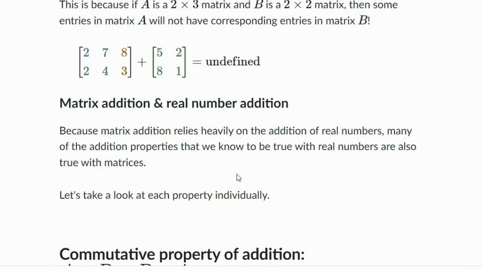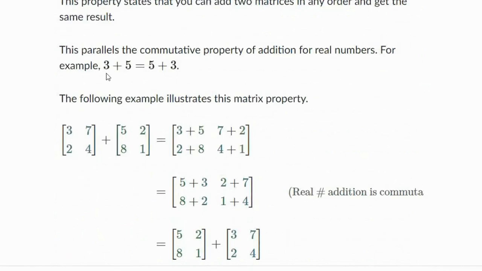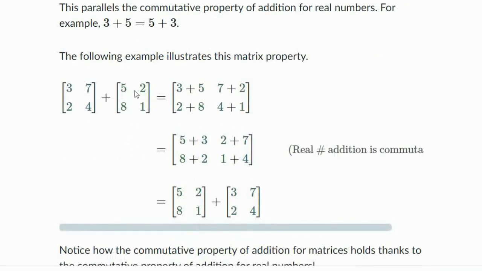So let's look at each property individually here. The commutative property, where we said A plus B equals B plus A, where we said 3 plus 5 is 5 plus 3. Either way, you get 8. That also works with matrices. If we have 3, 7, 2, 4, and we want to add 5, 2, 8, 1, we can take 3 plus 5, 7 plus 2, 2 plus 8, 4 plus 1.